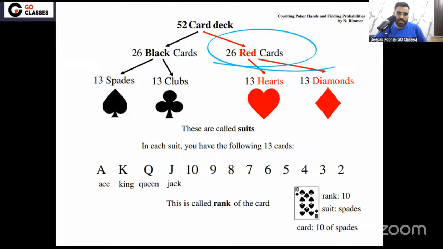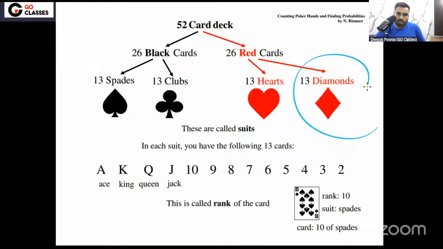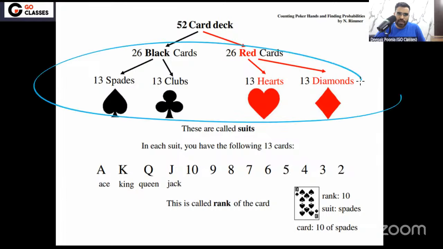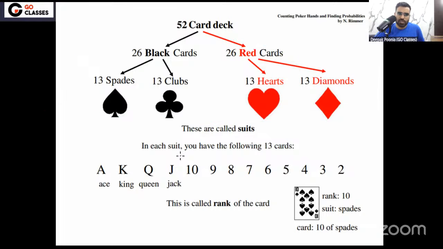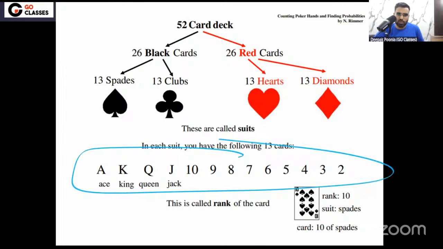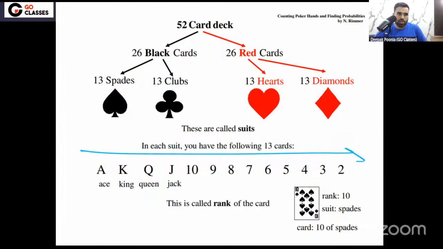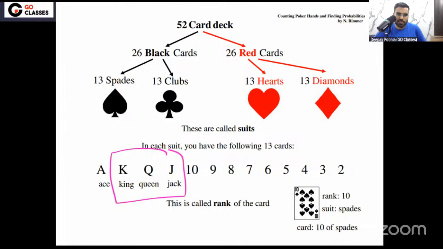These 26 red cards can also be divided into two suits, diamond and heart. And remember, every suit has 13 cards or 13 values. These are the values you can see, and this is the decreasing order of values. Ace has the highest rank, highest value, and then this is the decreasing order. And these are the face cards, king, queen, jack. By default, ace is not a face card.